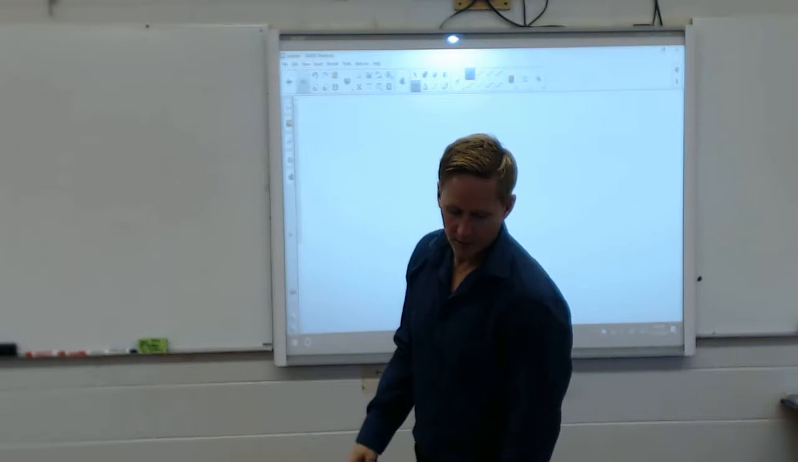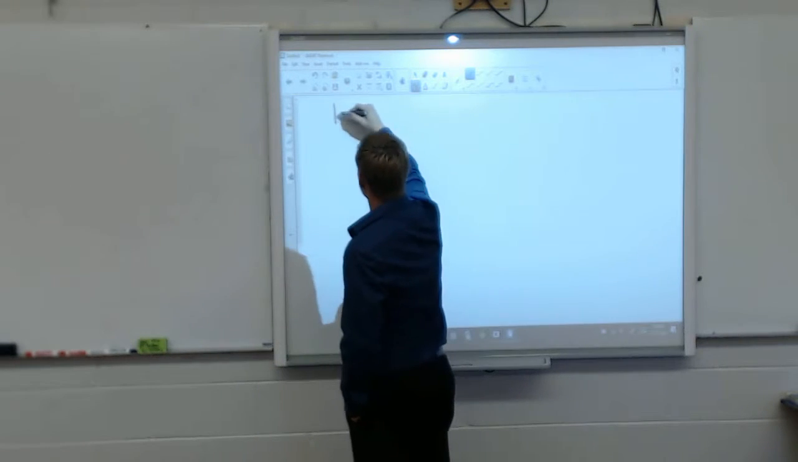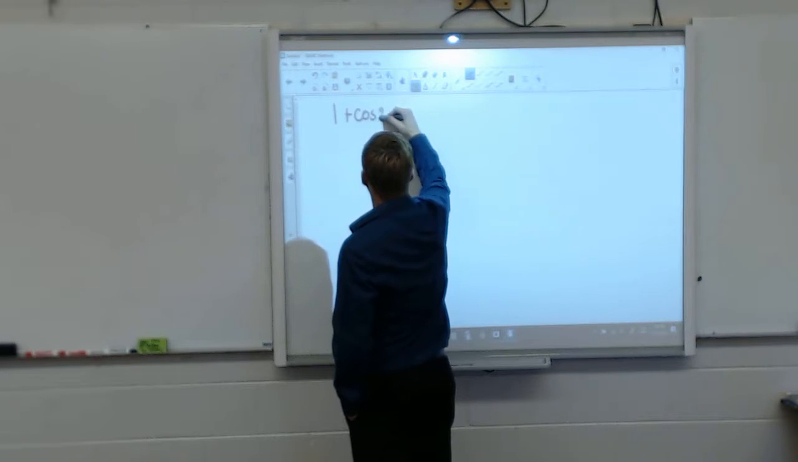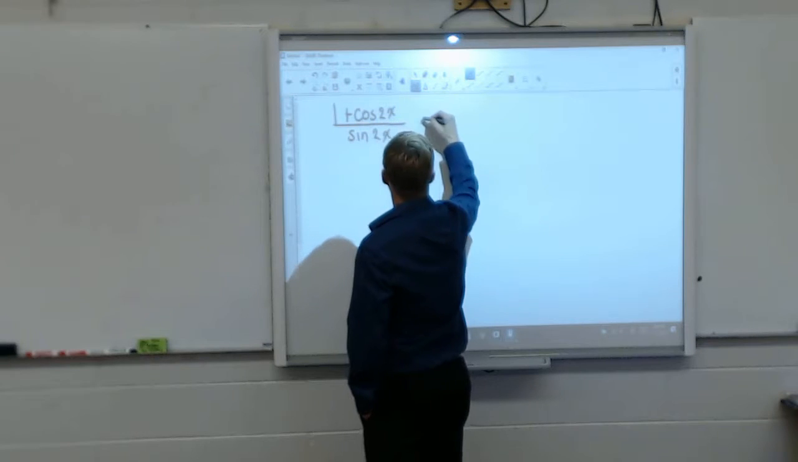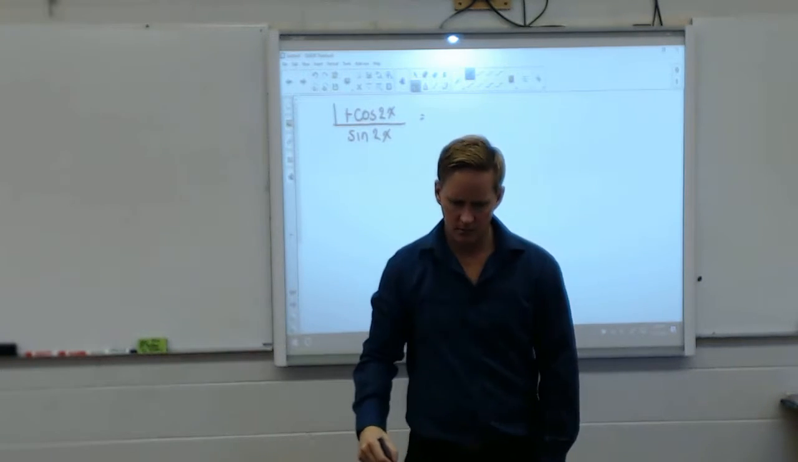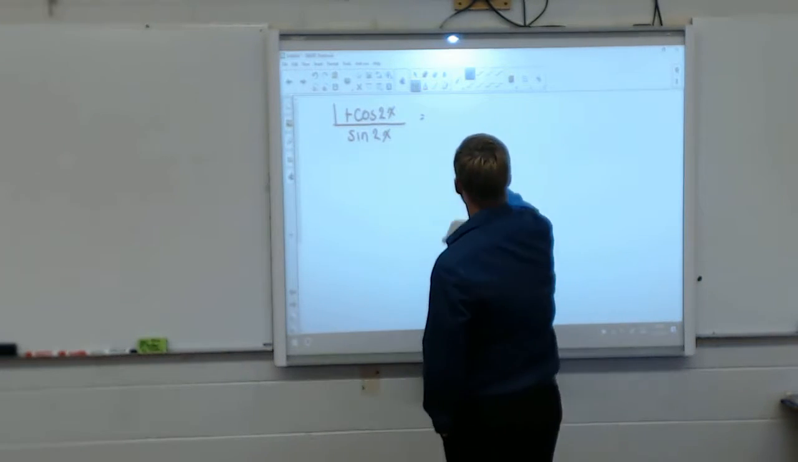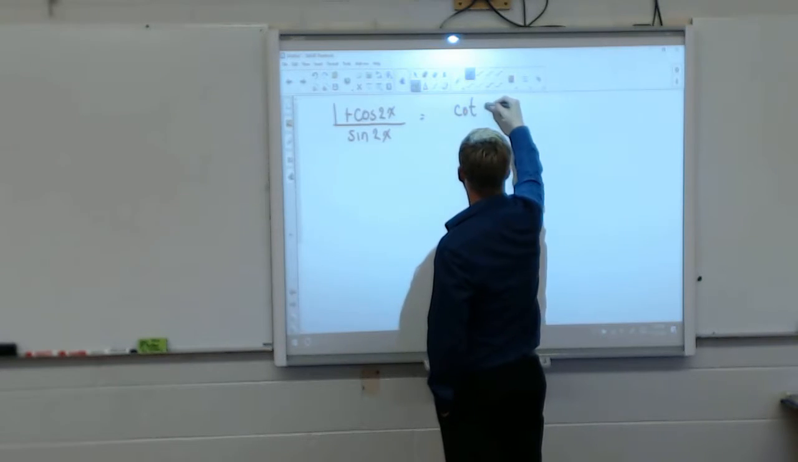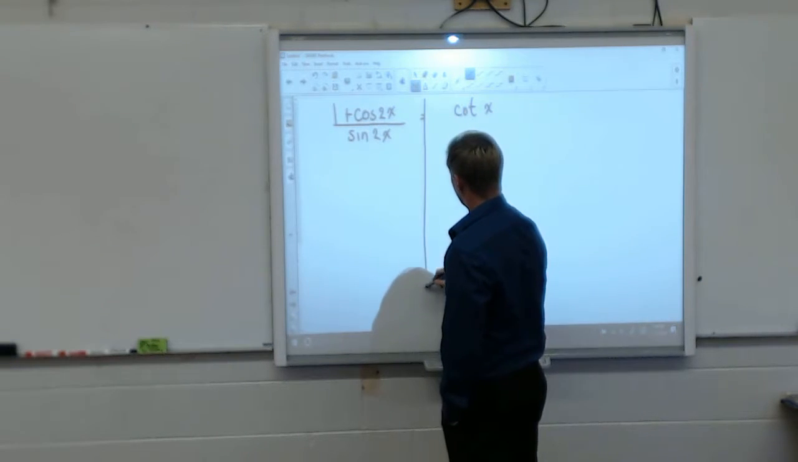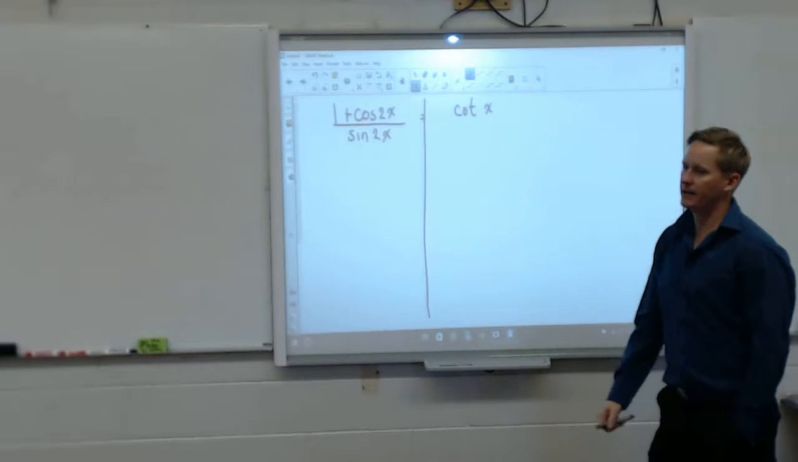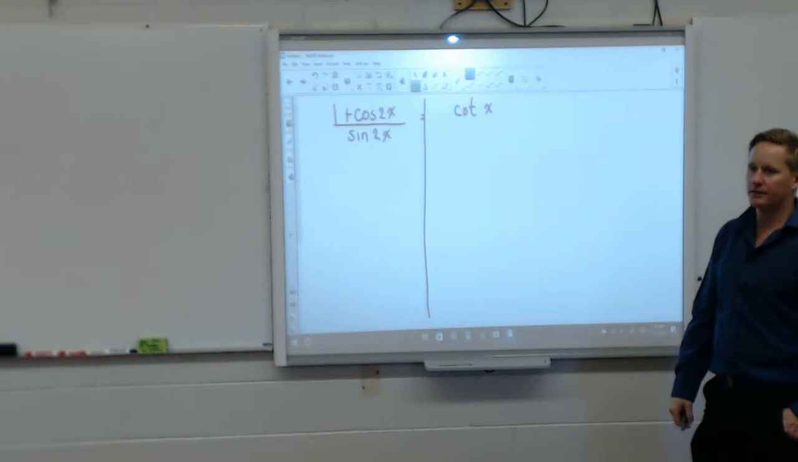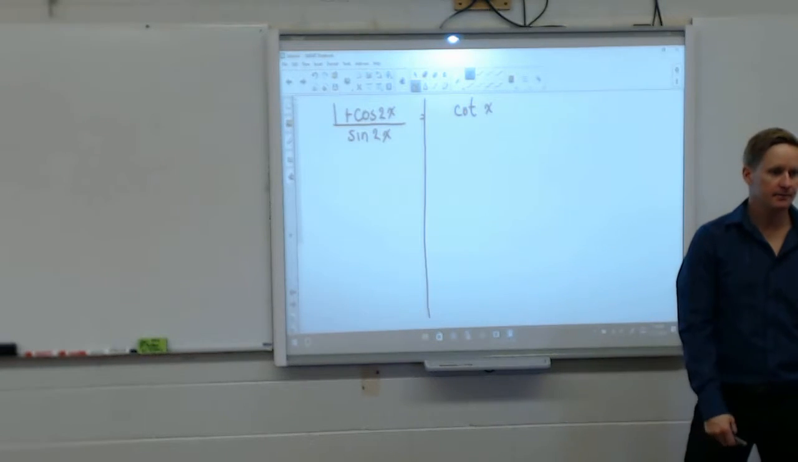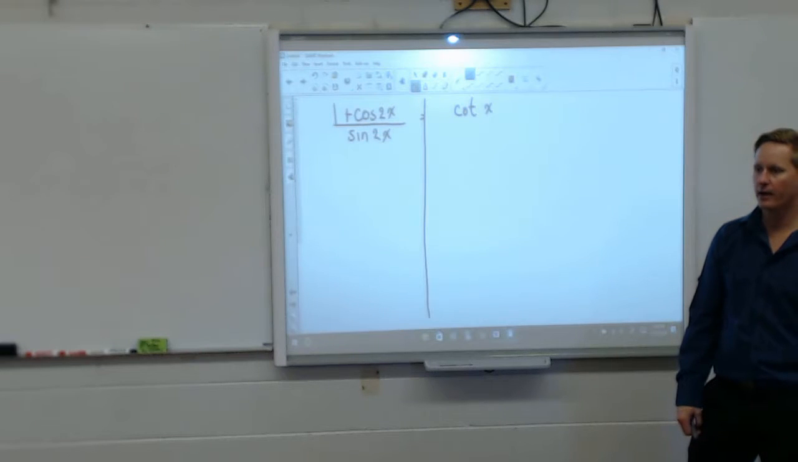Example 2: 1 plus cos 2x over sine 2x is equal to cotan x. Okay. Complicated side, of course, probably the left side, right? Cos 2x and sine 2x.